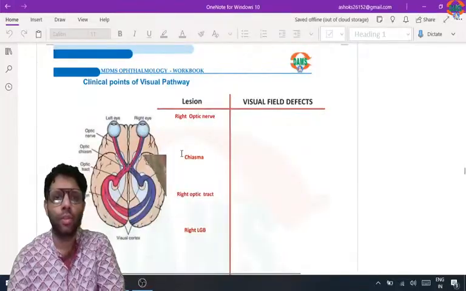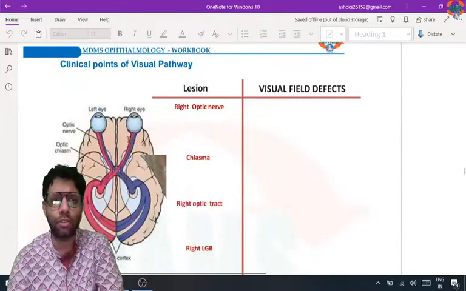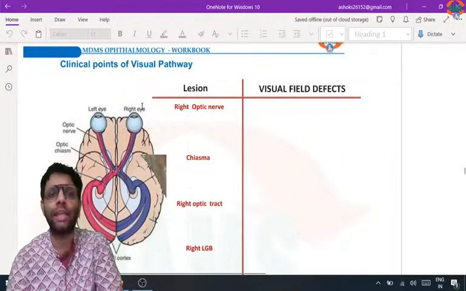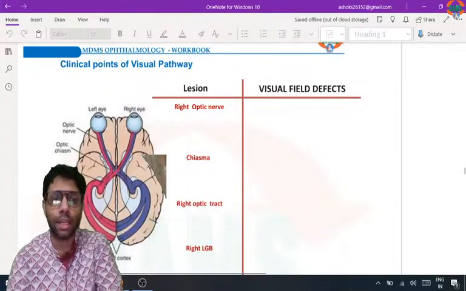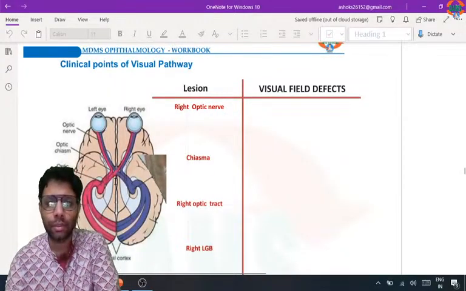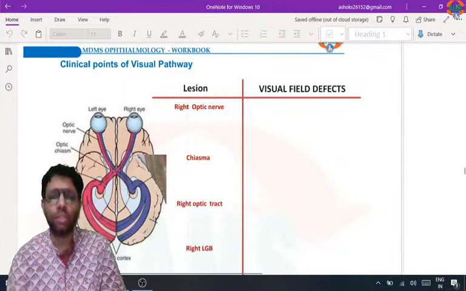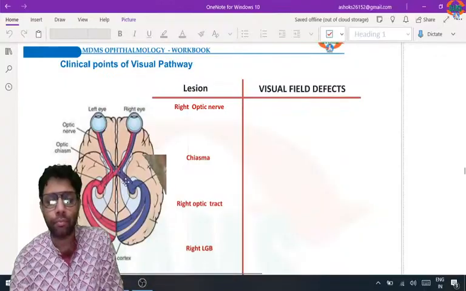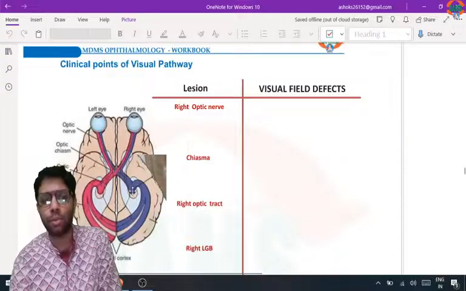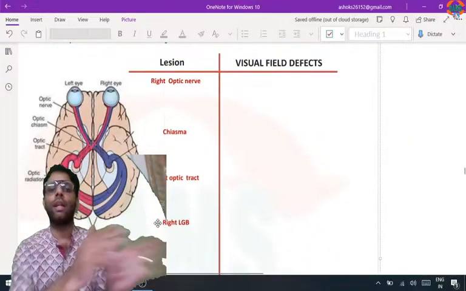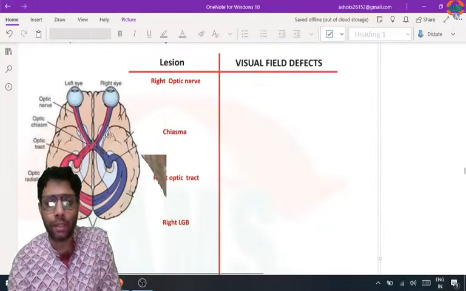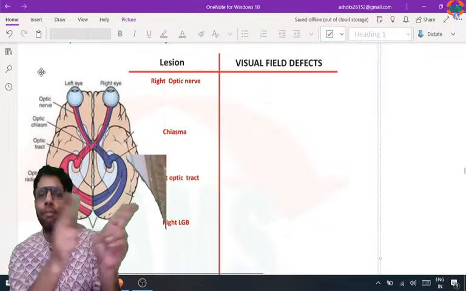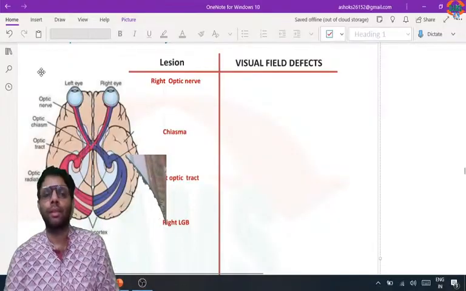Okay. So when there is a right optic nerve lesion, only right side visual field defect, right anopia is the answer. When optic chiasma lesion, right or left? Optic chiasma is only one. Optic chiasma lesion, bitemporal hemianopia. Right optic tract lesion. Whenever the lesion is behind the chiasma on the right side, it is always contralateral homonymous. So right optic tract, right temporal fibers are not working, so right nasal defect. Left nasal fibers are not working, so left temporal defect. So left homonymous hemianopia is the answer.